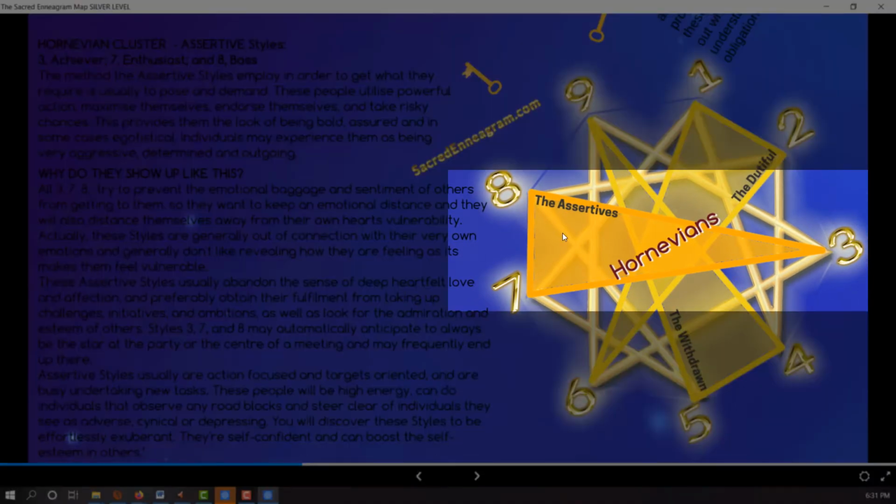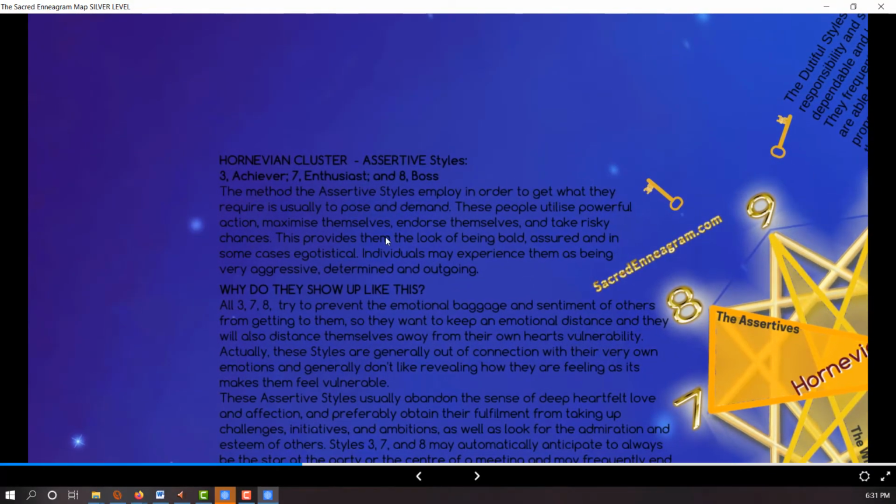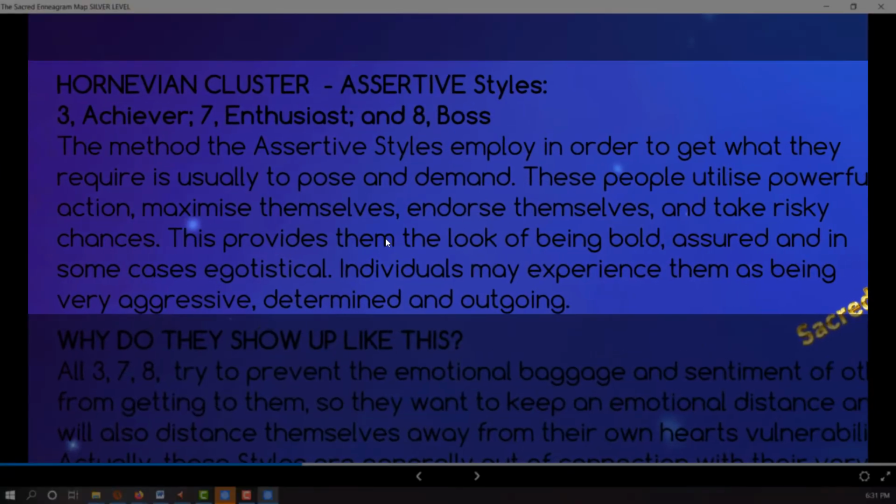So over here we have the assertives, and you can see on this triangle it's Enneagram types 8, 7, and 3. So if we just come over to here, we have the information for this Hornbeam cluster, the assertive styles. The assertive styles are 3 the achiever, 7 the enthusiast, and 8 the boss.